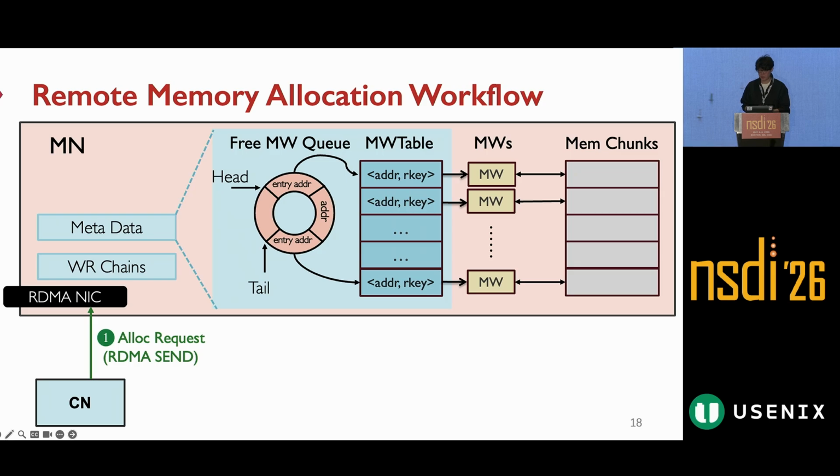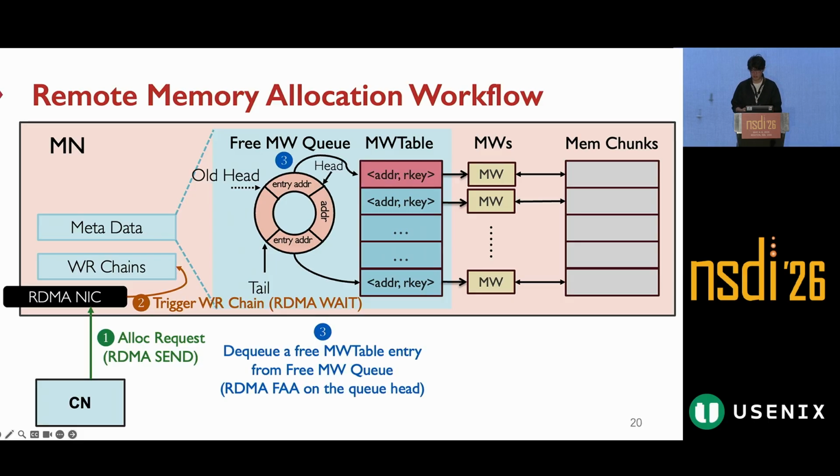Now let me introduce the workflow of serving a remote memory allocation request from a compute node. When a compute node needs more remote memory, it sends an allocation request, which is basically an RDMA send operation with arguments to the memory node. This incoming send operation triggers the memory node's RNIC to execute the pre-offloaded work request chain.